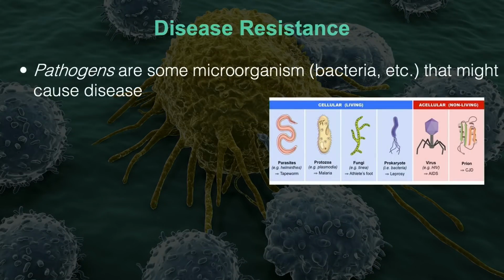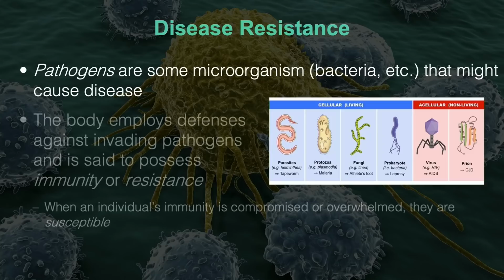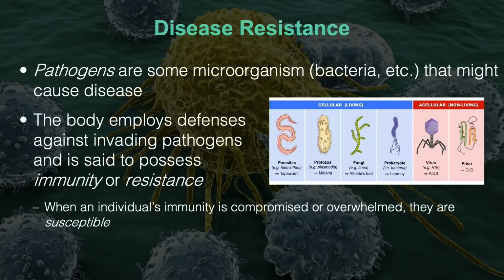So disease resistance. Being resistant to diseases. Being resistant to invading pathogens. Pathogens are a broad class of organisms, something that wants to cause you harm, something that might cause disease. Different kinds of fungus, viruses, prions, bacteria, parasites, all considered as pathogens. And so we have a variety of defenses in place to fight this variety of pathogens. Not the same systems are employed to fight each of these individual pathogens.